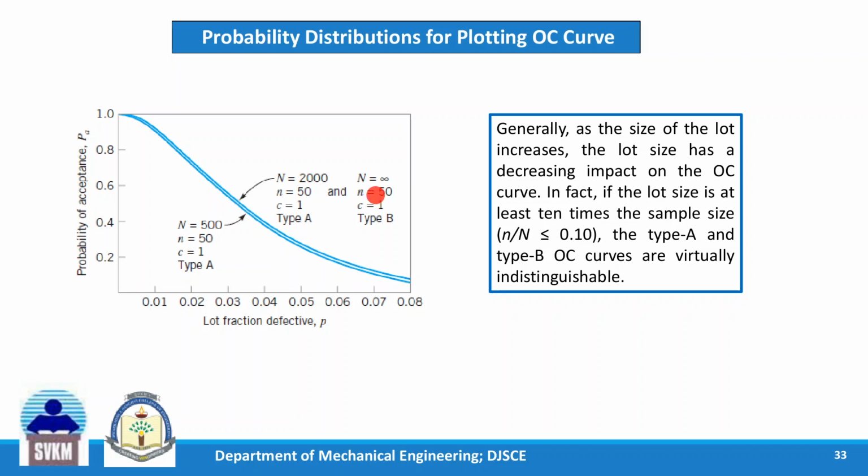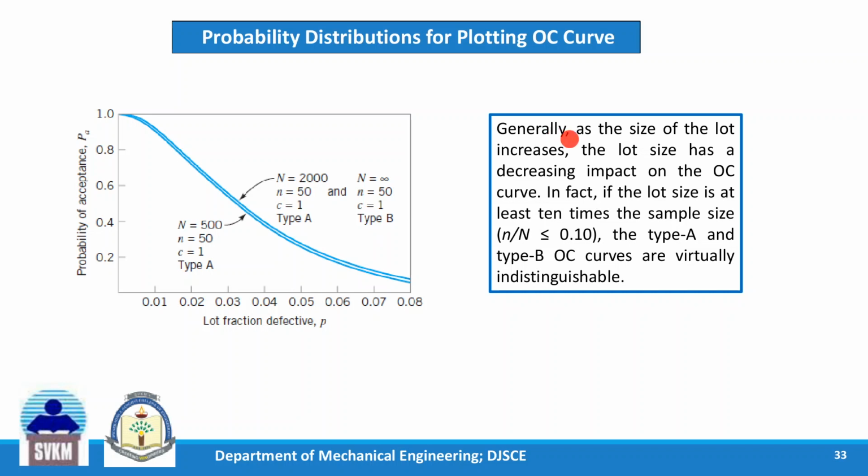Now, the second curve is also true for N equal to infinity. In this case it is type B, that is the binomial distribution, which is similar to the hypergeometric distribution when you see the sample size and lot size. Here the lot size is infinite, so it is useful to approximate the binomial distribution. So this second curve is the same for both type A and type B. Type A means hypergeometric, type B means binomial.